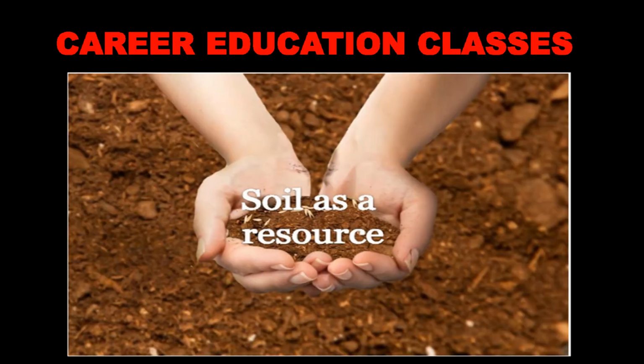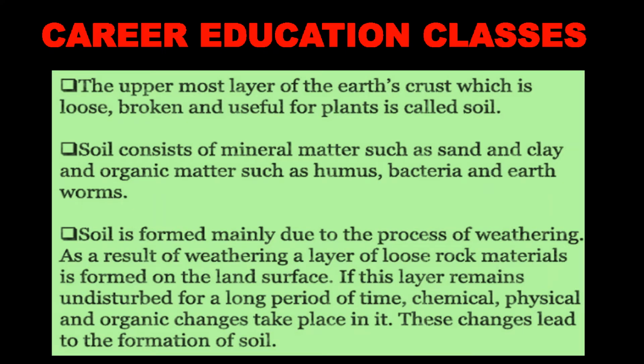Now we move to another topic, soil as a resource. First, understand what is soil. The uppermost layer of the earth's crust which is loose, broken and useful for plants is called soil. Soil contains many minerals such as sand and clay, and organic matter such as humus, bacteria and earthworms. Usually soil is formed mainly due to the process of weathering. This we consider as soil formation.